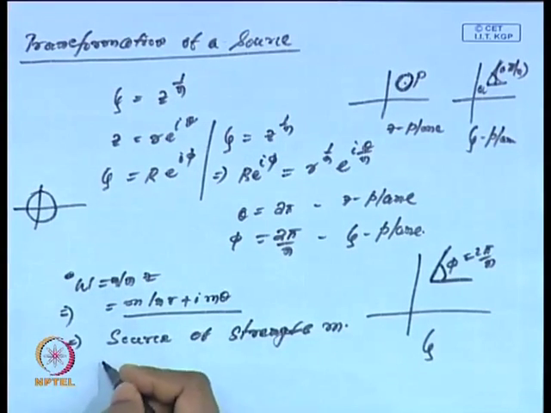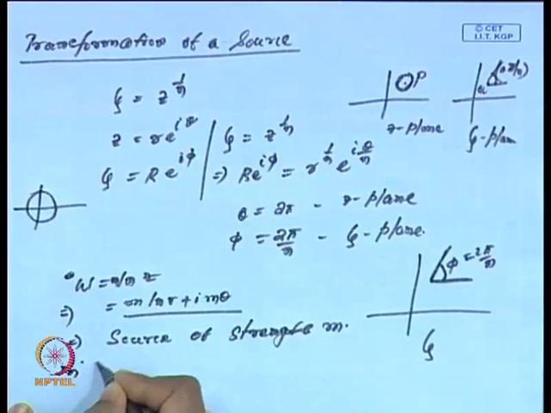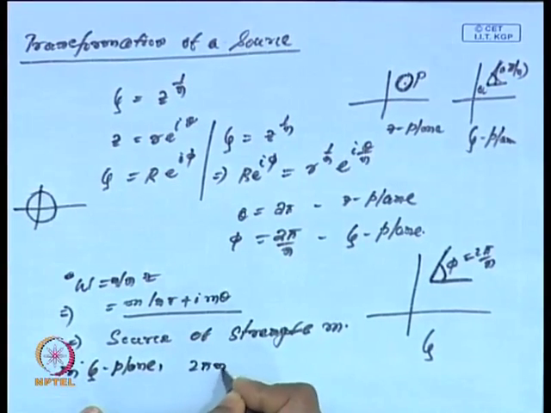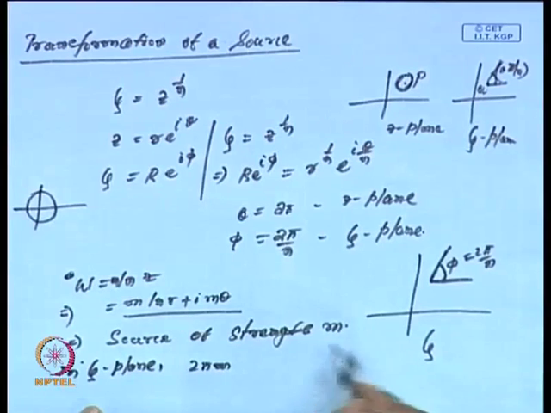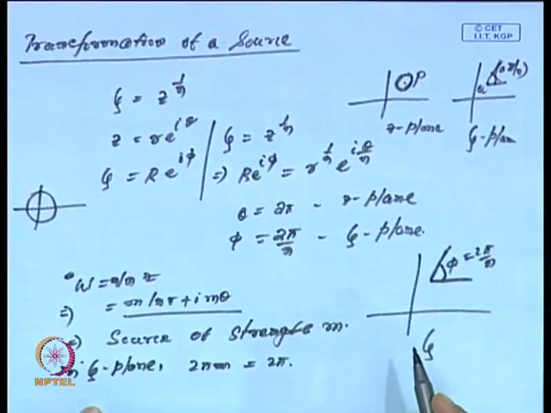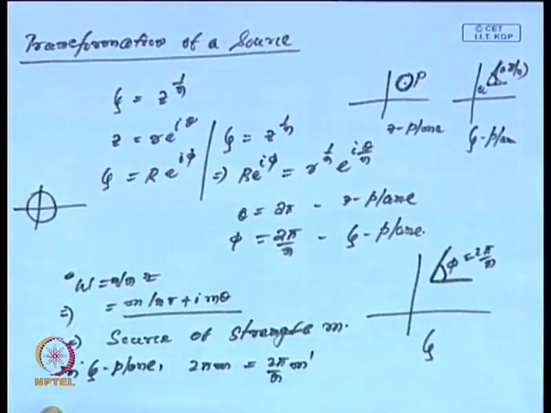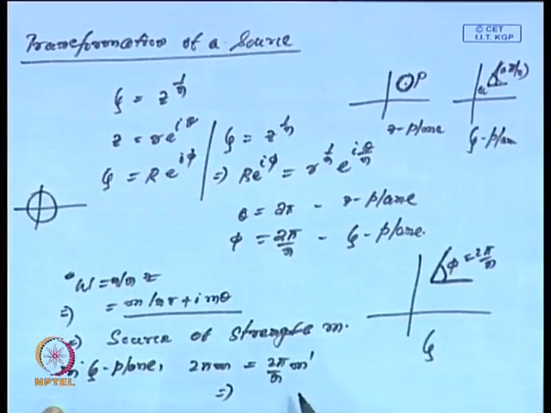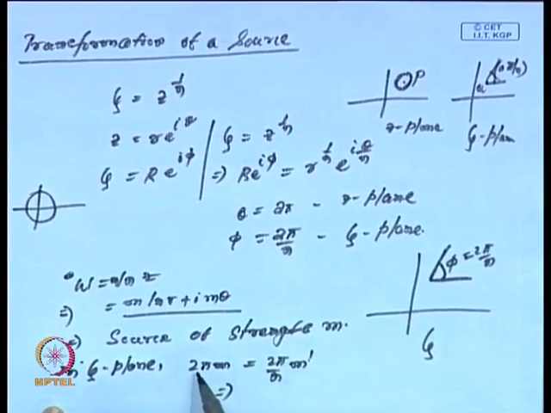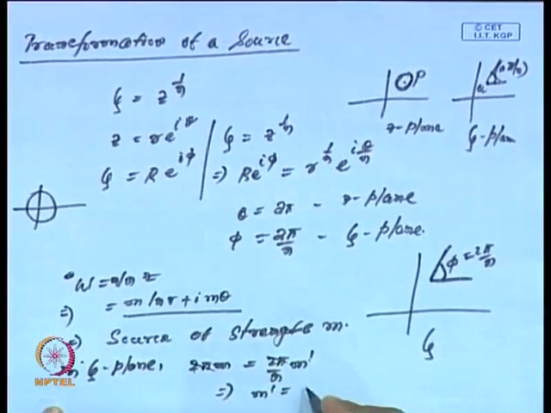On the other hand, in the zeta plane, what will happen to this? We can easily see that. 2 pi m is the strength of the source, and in the zeta plane for each 2 pi the corresponding angle is 2 pi by n. If the source in the new zeta plane is m prime, then 2 pi m is the same as 2 pi by n into m prime, so the 2 pi get cancelled, and m prime is n m.